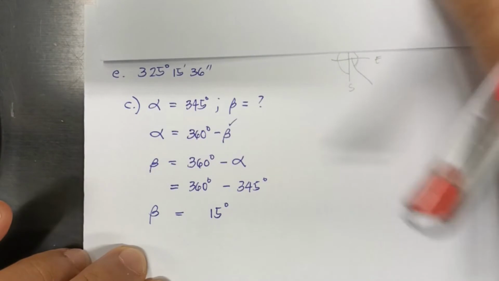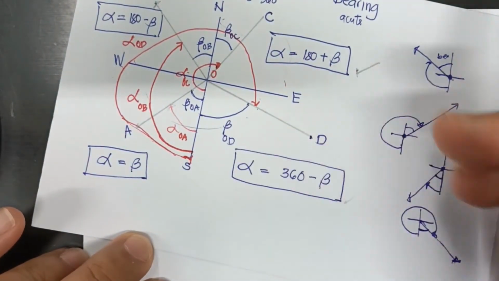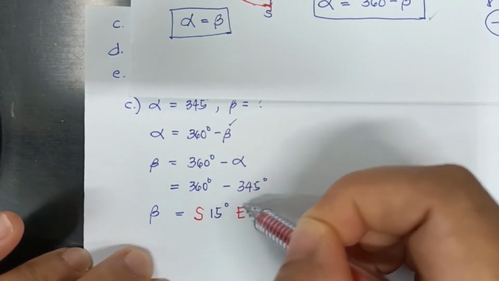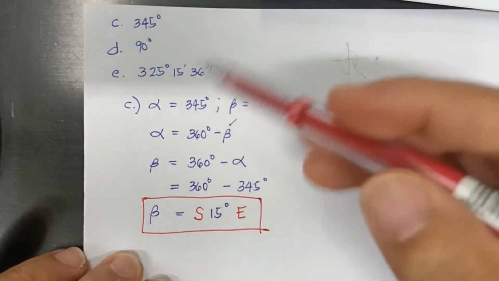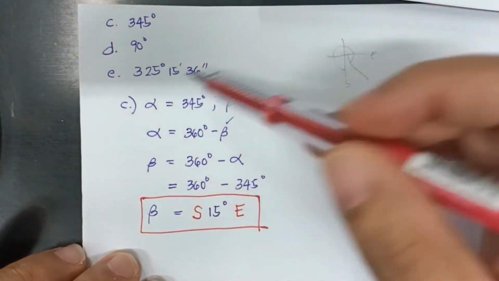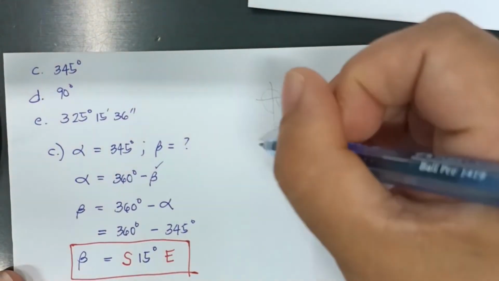Again, you have to put the quadrantal direction. That is in the southeast quadrant, so of course you write southeast. So this is the equivalent bearing of the azimuth 345 degrees.